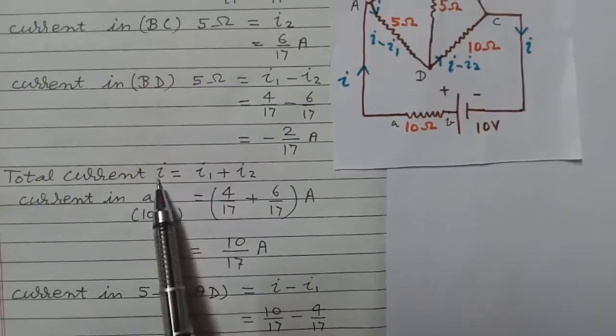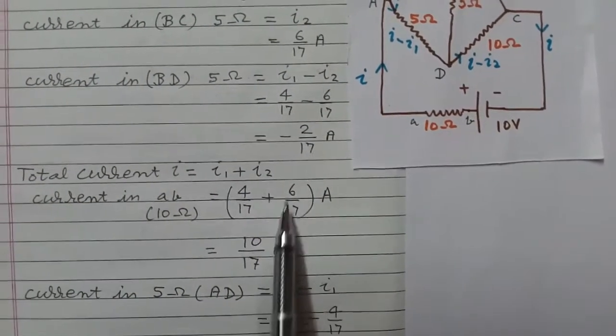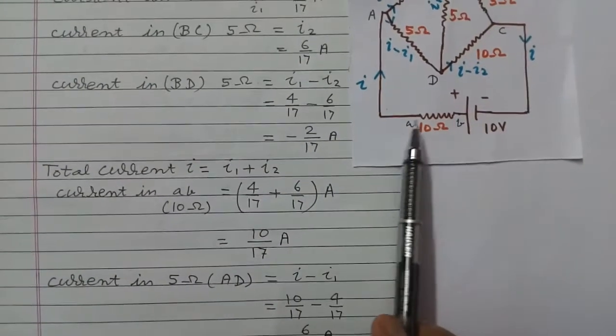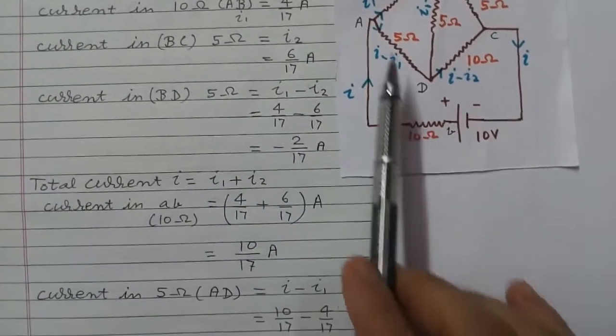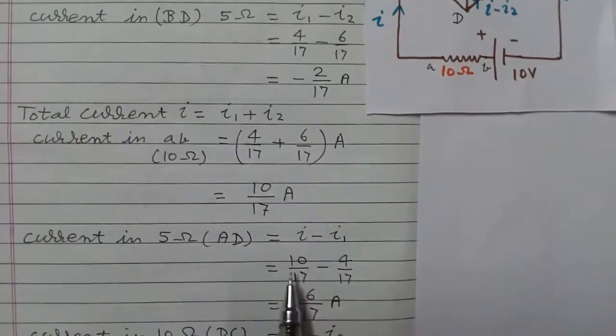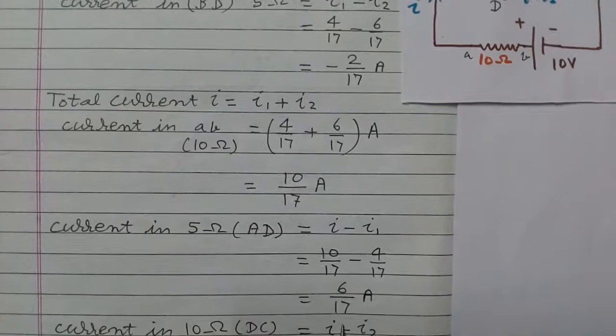Now total current I is I1 plus I2. So this is equal to 4 upon 17 plus 6 upon 17. This is equal to 10 upon 17 ampere. So current in this 10 ohm resistance is 10 upon 17 ampere. Current in 5 ohm AD: this is I minus I1. So subtract I1 from I, the total current. So this is 10 upon 17 minus 4 upon 17, which is equal to 6 upon 17 ampere.